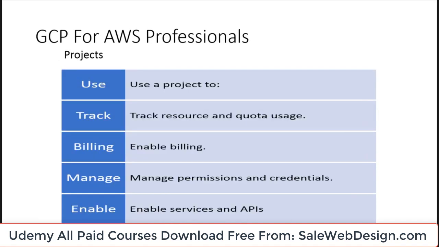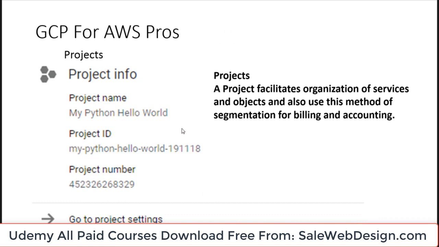A project is really meant to track resources, and also as part of a project, you have quota usage as well, which you could track in a different way as well. And then you could enable billing, manage permissions and credentials, and also when you create a new project, all the services and APIs are under that quota. And this is a really good way to control your spending and not have runaway spending, for example. And this is an example of a project name with a project ID, project number. But basically think of a project as a way to facilitate your services and objects for billing and accounting purposes.